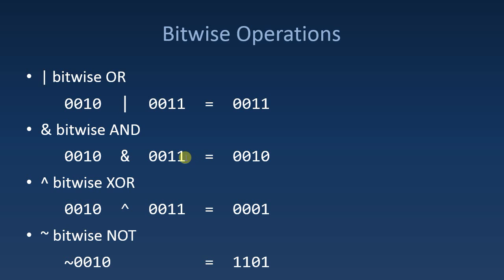So bitwise AND says we have to have 1s in both numbers. So 1 and 0 makes 0. They're not both 1s. 1 and 1 makes 1. And then the zeros end up as 0.